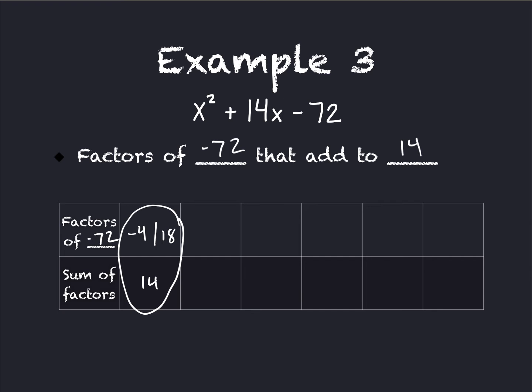So other factors of negative 72 we could have tried would be like negative 36 and 2. But negative 36 plus 2 would have been negative 34, so that doesn't work. So you just keep trying things until you get one that works.